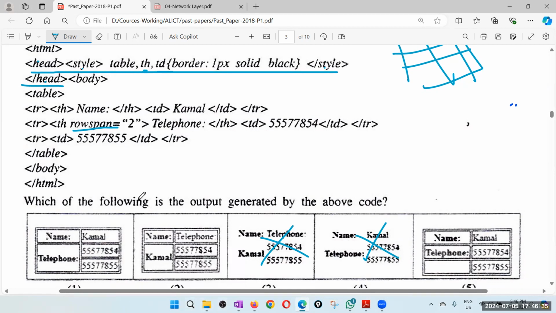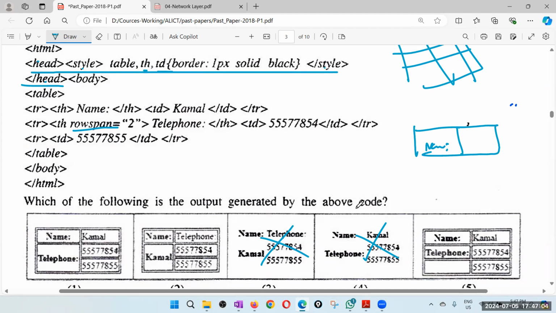Now look at where we have the correct row spanning. The first TR has TH and TD, name and command. Remember TH is centered and bold. This doesn't look bold, this doesn't look bold, but this looks bold.